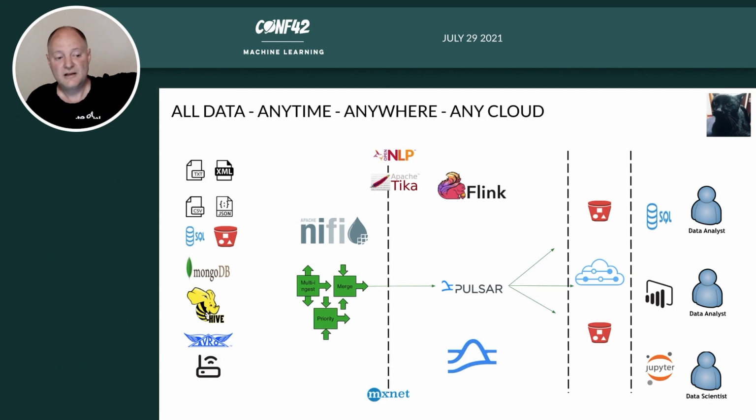XML and JSON. Come in from different sources. NiFi gets them, validates them, cleans them up, routes them where they need to go. We get that through our messaging system and then land it in the cloud. And then you can write analytics on it. And I'll show you some analytics there.